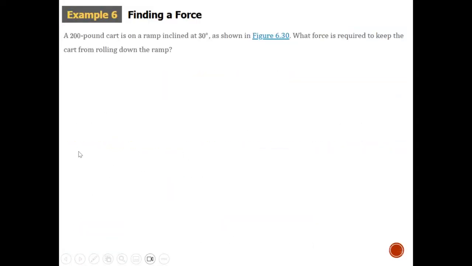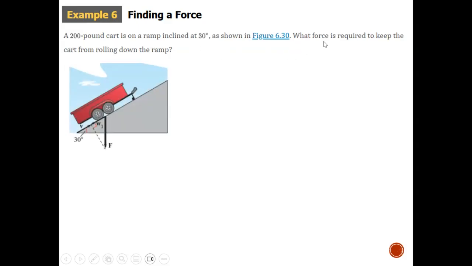Okay. Now again, example 6. I believe this is the last one, or second to the last one. It says a 200-pound cart is on a ramp inclined at 30 degrees, as shown in Figure 630. What force is required to keep the cart from rolling down the ramp? Solution: we need to find the force vector and vector V. After that's going to give us vector W1, and then we take its magnitude to find the force.